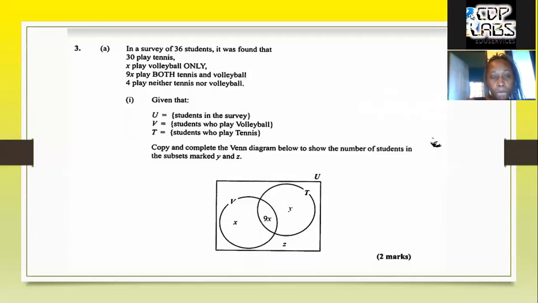Now 30 play tennis. What does the 30 there represent? It represents the set of students who play tennis. Very good. Well, what about X? X play volleyball only. Good. And therefore X don't play tennis. Very good.